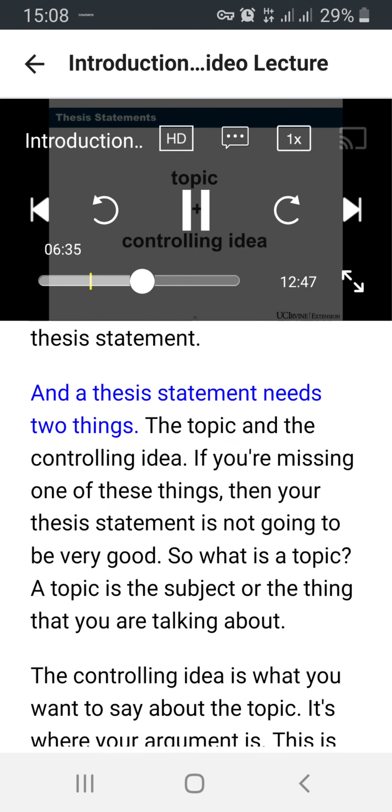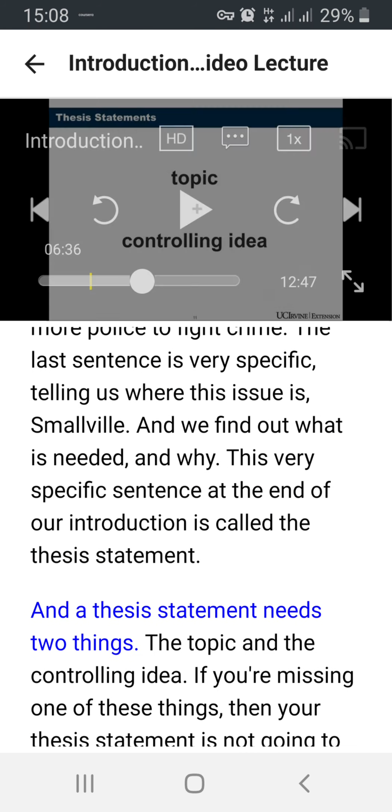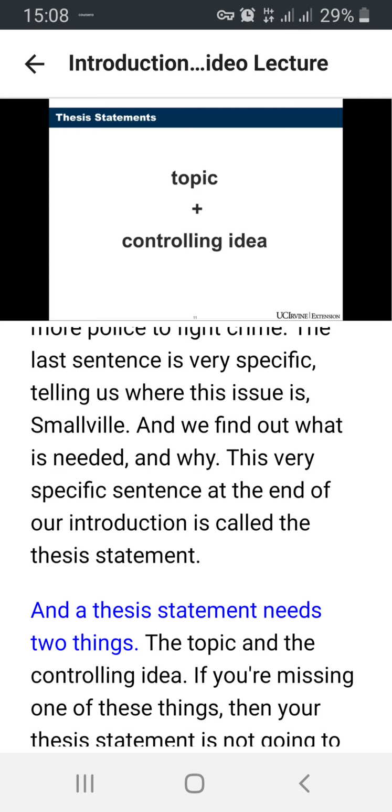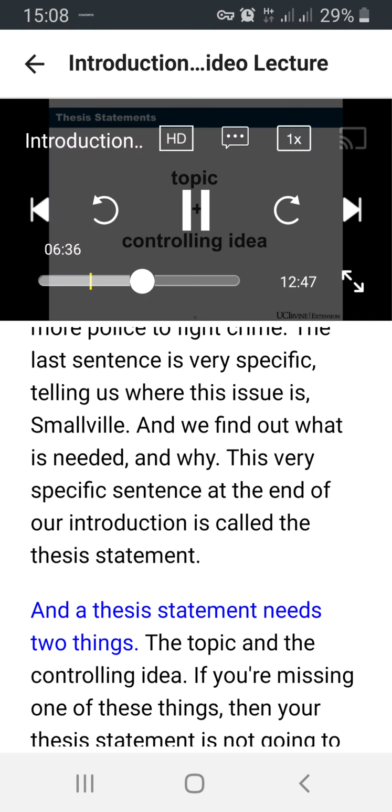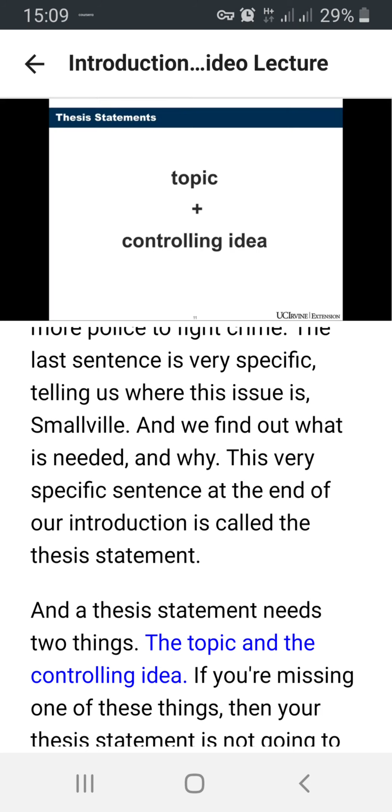And a thesis statement needs two things, the topic and the controlling idea. If you're missing one of these things, then your thesis statement is not going to be very good.